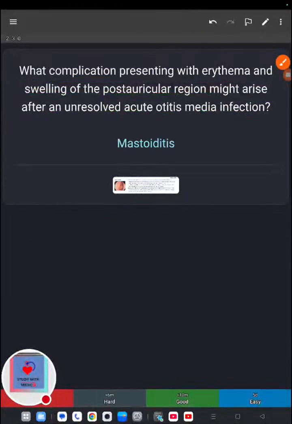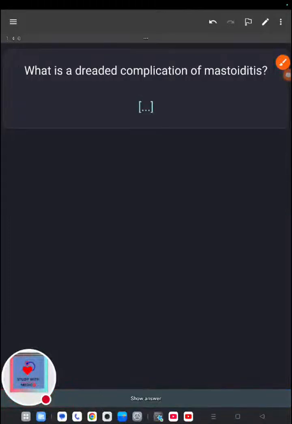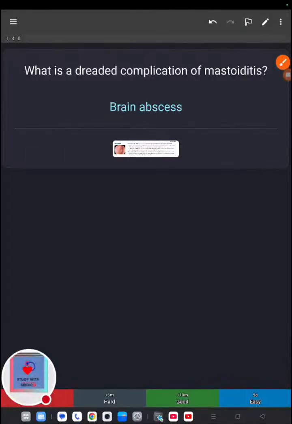Mastoiditis. What is a dreaded complication of mastoiditis? Dreaded complication is brain abscess, which is very severe.